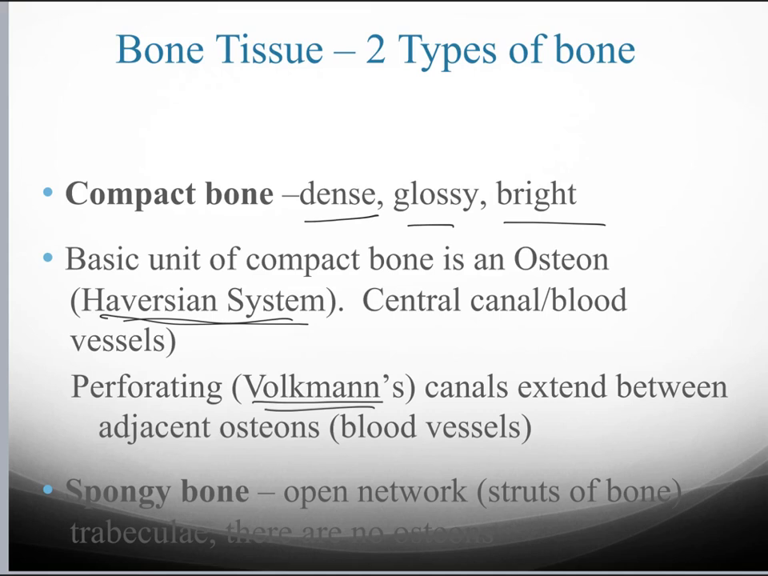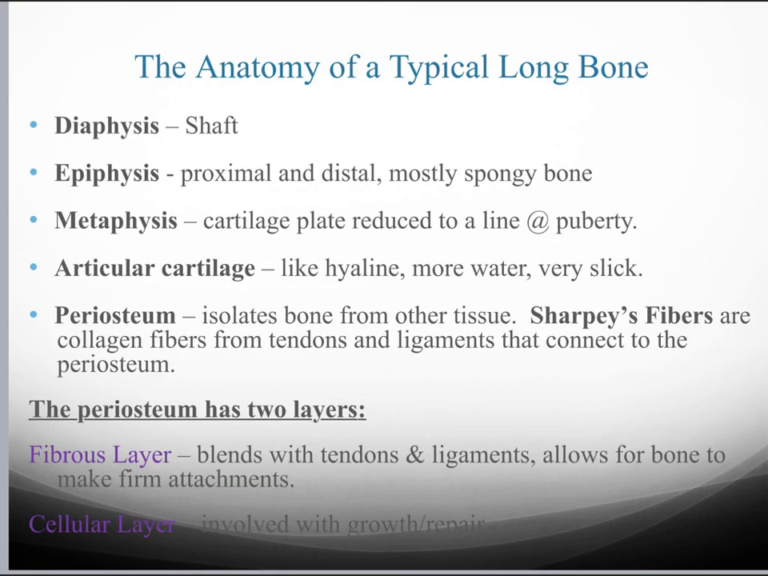These perforating canals provide energy and nourishing elements for those osteons. The second type of bone is called spongy bone. This is typically found in flat bones and towards the ends of our long bones. They are made up of this open network, a strut of bones. We call these struts trabeculae. They are a little bit different from compact bone, where they do not have a Haversian system. There are no osteons.